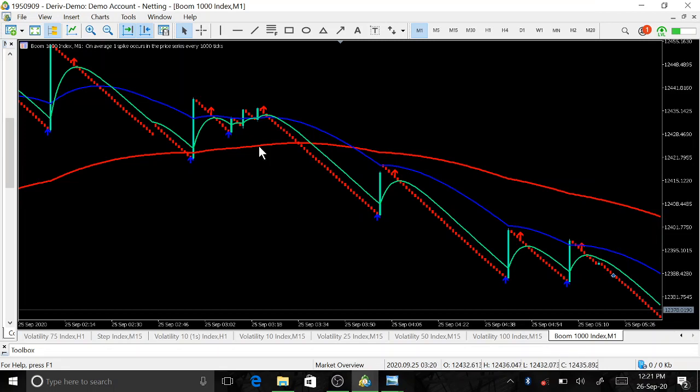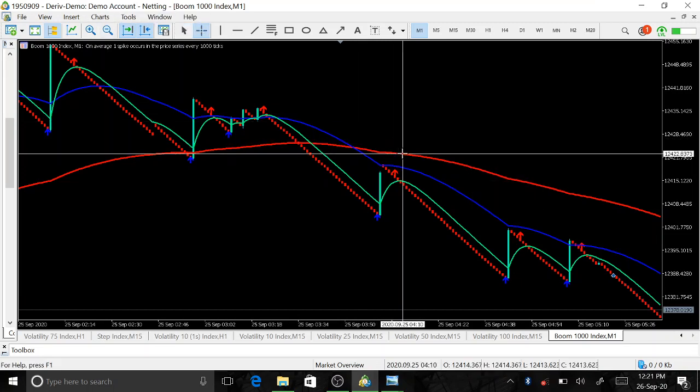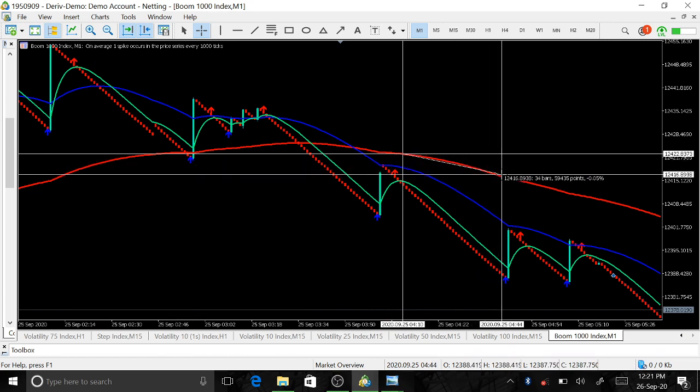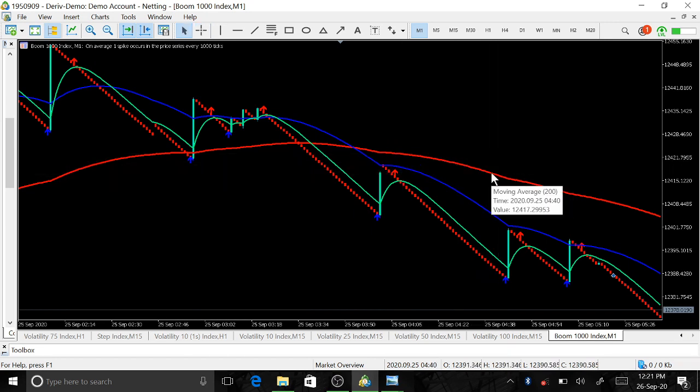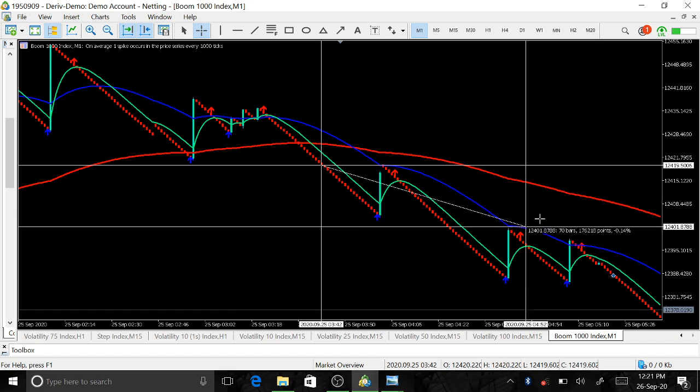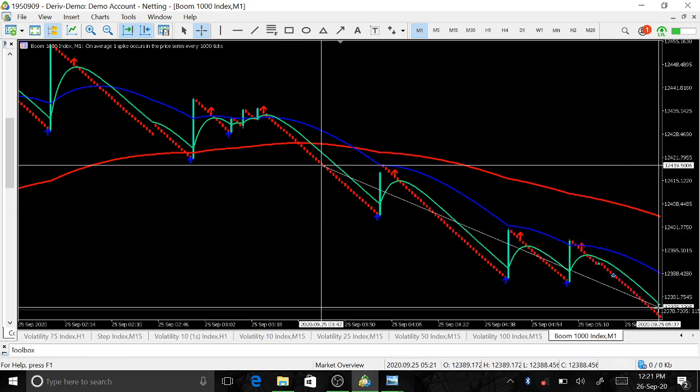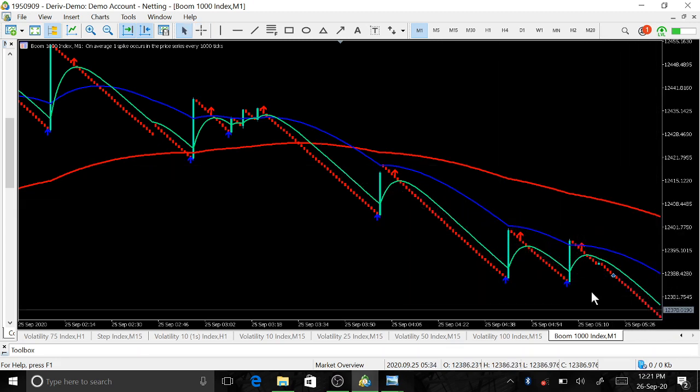Alright, so this 200 EMA, the red one you're seeing over here, serves as a dynamic support and resistance. When the price is below the 200 EMA, when these candles, that is what we call the price, are below it.